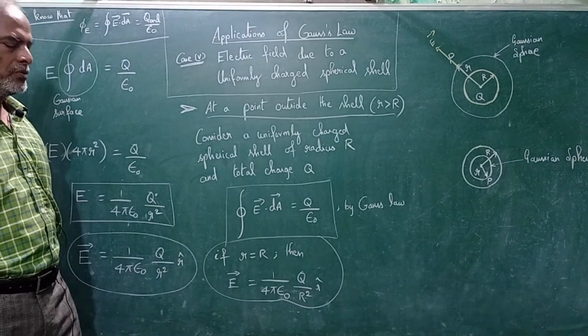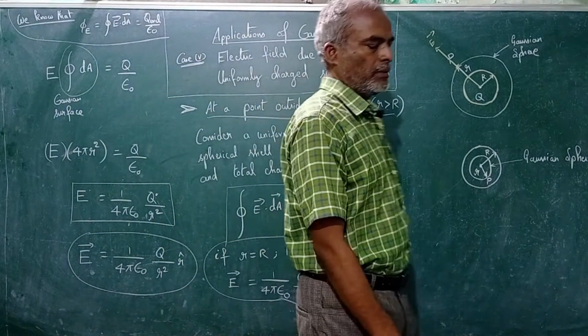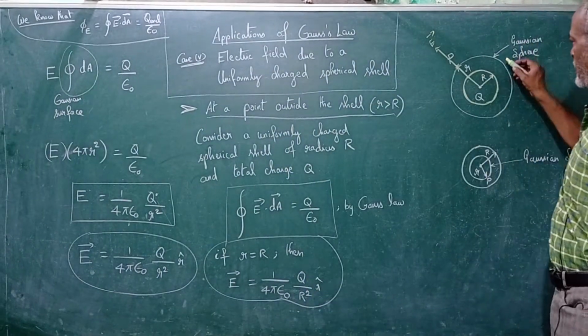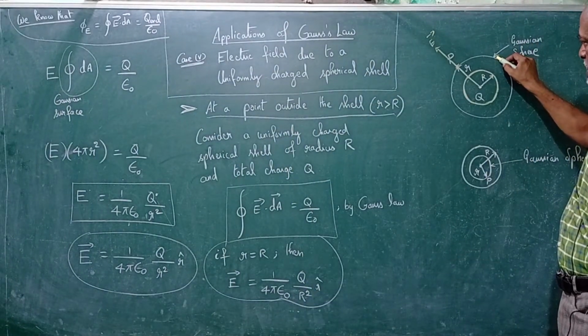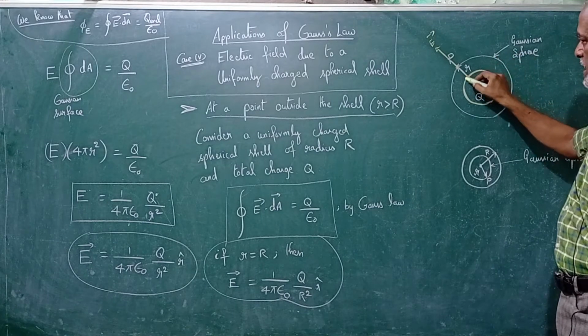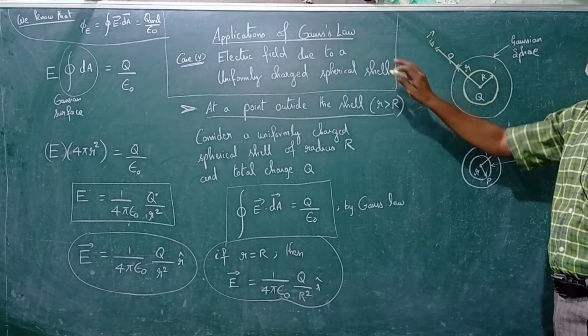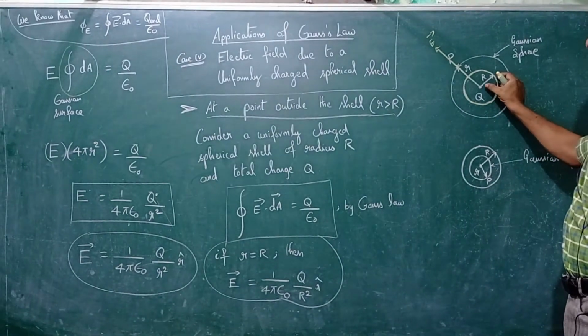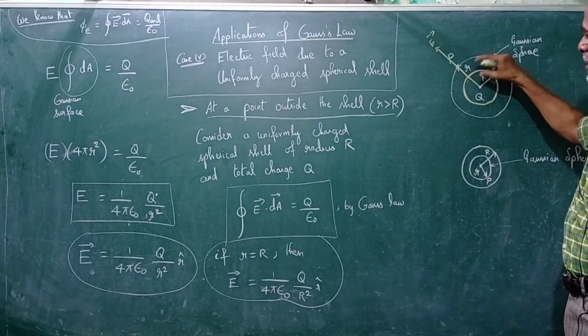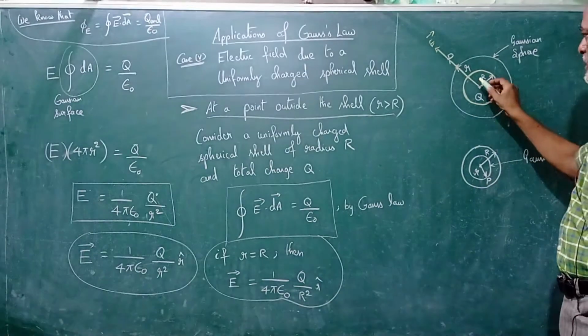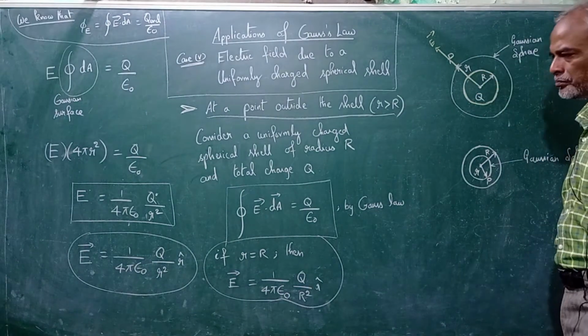Now case 2. Now we are interested in what happens if the same Gaussian surface moves and comes exactly on the surface of the spherical shell. That means this capital R and the small r both are equal. Now we are considering for the surface.